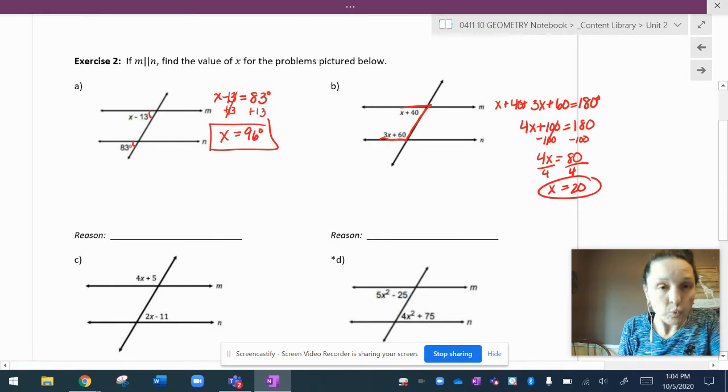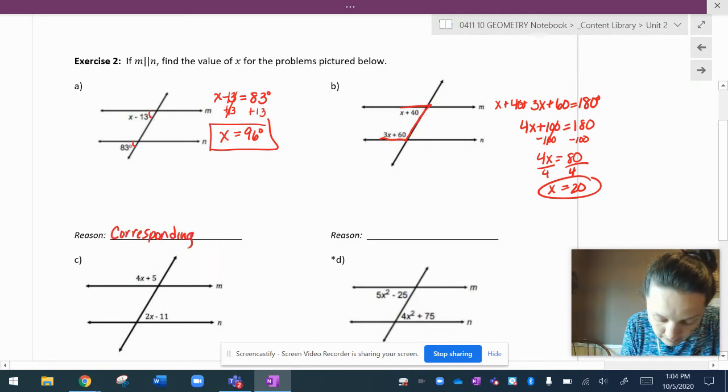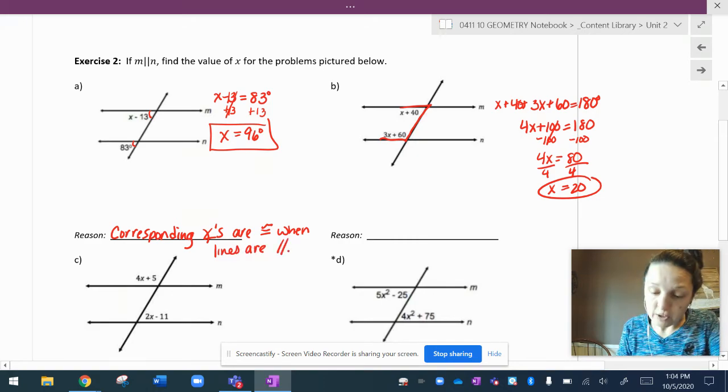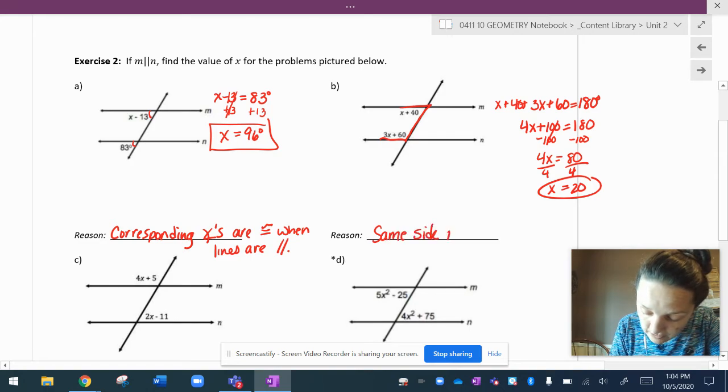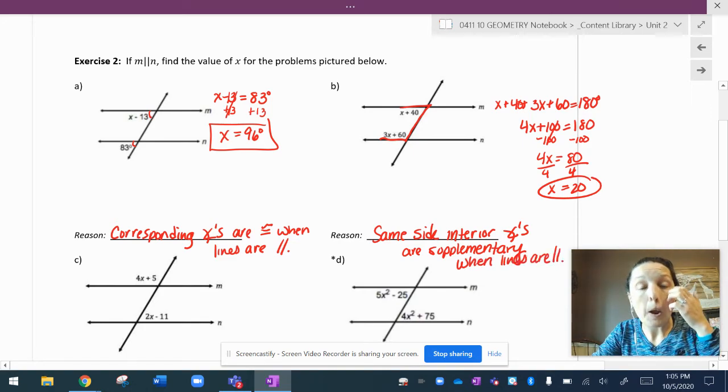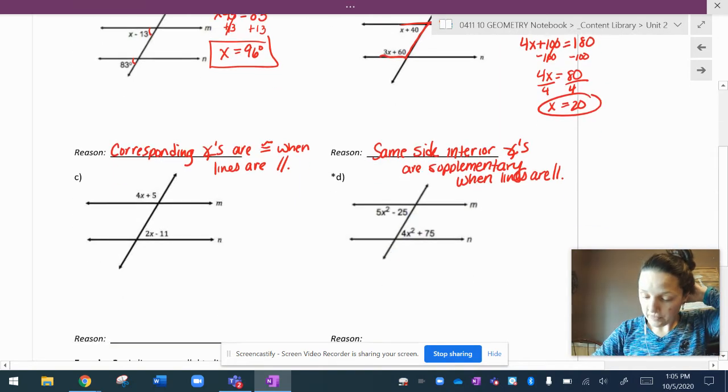Now on each of these, it says find the value of X. I did that. Then it says what's the reason? So what I'm looking for is the name of the angle. So up here, our reason here was that corresponding angles are congruent when lines are parallel. And on the right, we said that same side interior angles are supplementary when lines are parallel. Okay, and that's what we got there.